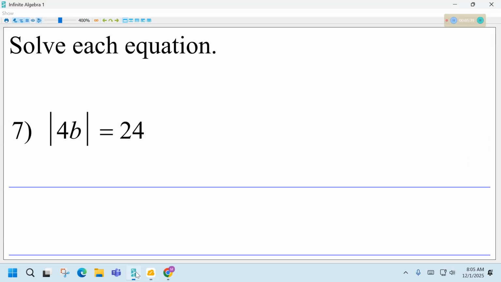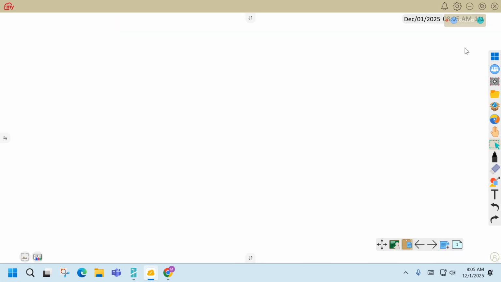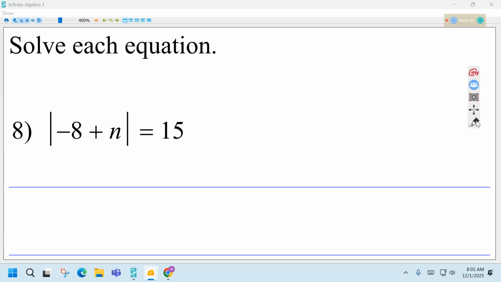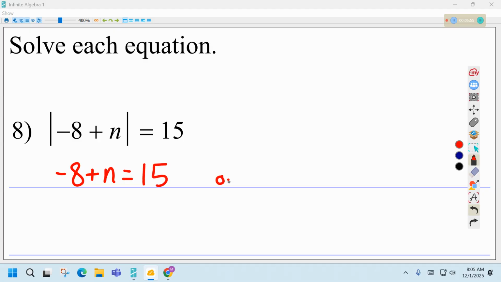So let's get to the next one for number 8. And now notice that we're going to set up two different equations. Instead of dividing on both sides, this time we have a different situation, right? I'm going to set up the equation negative 8 plus n equals 15, and then we'll put the word or, negative 8 plus n equals negative 15.